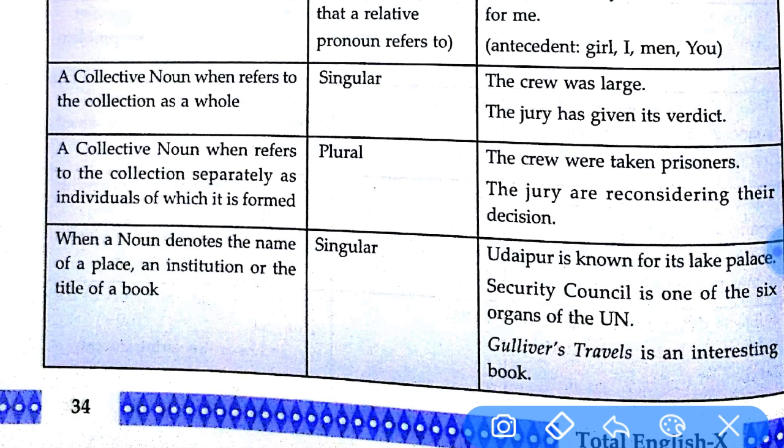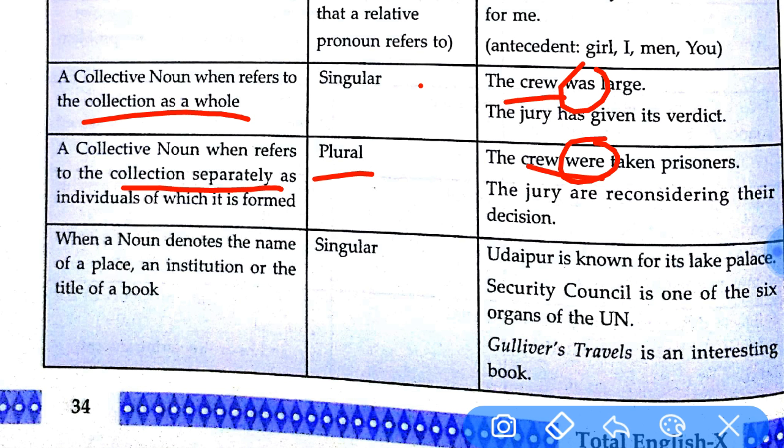We have here a collective noun. When it refers to the collection as a whole, then it will be singular. See, the crew was large. That means the number of people in the crew was large. So "was" is a singular form. Now, when a collective noun refers to the collection separately, then it will be plural. For example, the crew were taken prisoners. That means a few members of the crew were taken as prisoners. So there we have the plural form "were". When a collective noun is used as a whole, we take it as singular. When it is taken separately, as individual persons, we take it as plural.